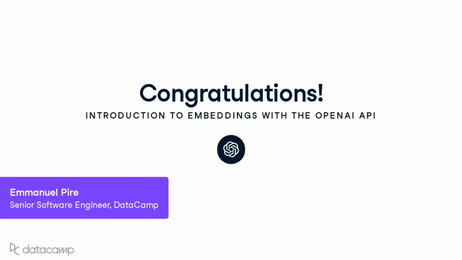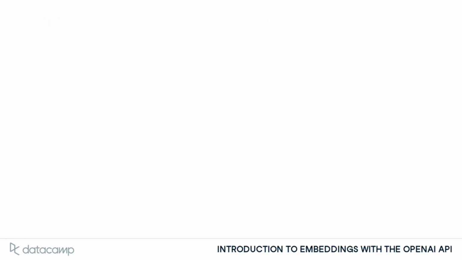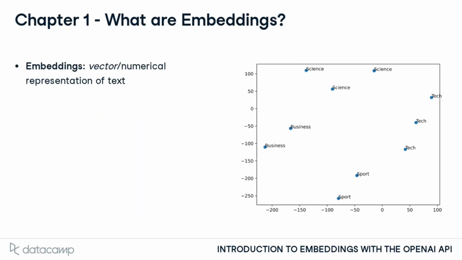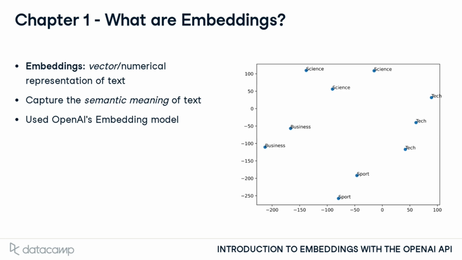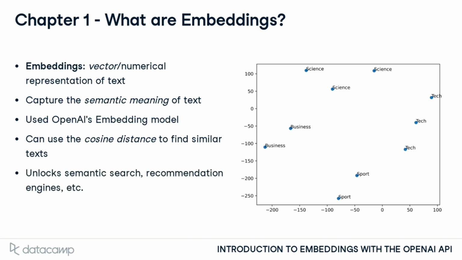Congratulations on making it to the end of the course. Let's recap what you've learned and finish with some resources to continue your learning journey. In Chapter 1, you learned that embeddings are vector, or numerical representations of text that capture its semantic meaning. You used OpenAI's embedding model to create these vector representations and computed the cosine distance to compare the similarity between texts. This unlocked applications like semantic search and recommendation engines that could relate text by their semantic meaning.